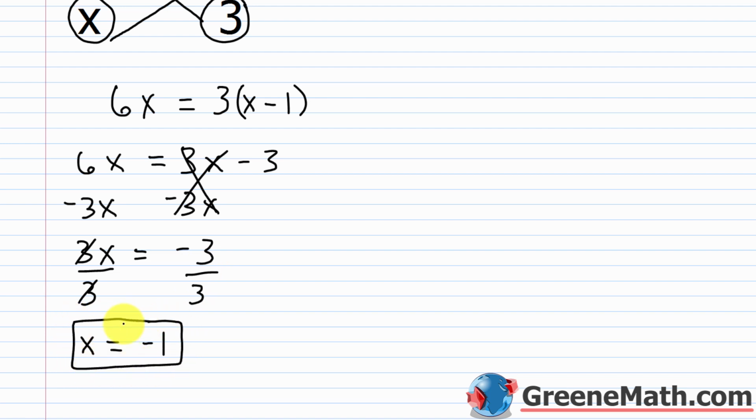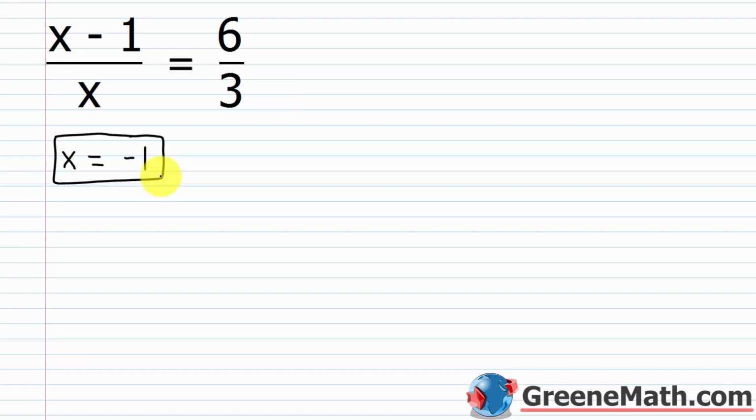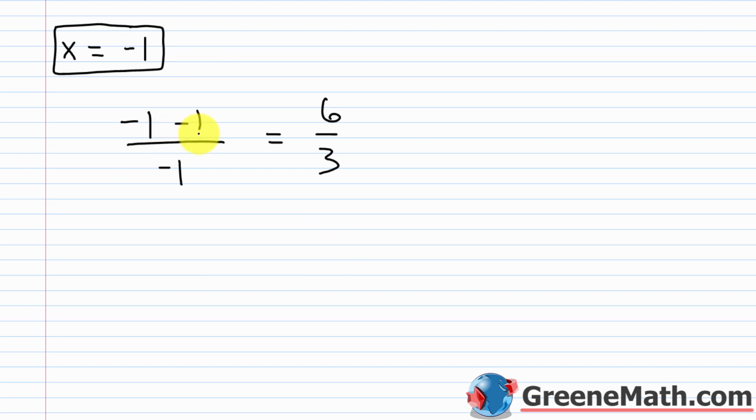All right, let's plug this back in for x and see if we got the right answer. So I'm going to plug a negative 1 in for x there and there. So I'd have negative 1 minus 1 over negative 1 is equal to 6 over 3. Now, negative 1 minus 1 is negative 2. So I'd have negative 2 over negative 1, which simplifies to just 2. Over here, you basically have 6 over 3, which means 6 divided by 3. That's also 2. So you'd end up with 2 equals 2. And we know our solution here, x equals negative 1, is correct.